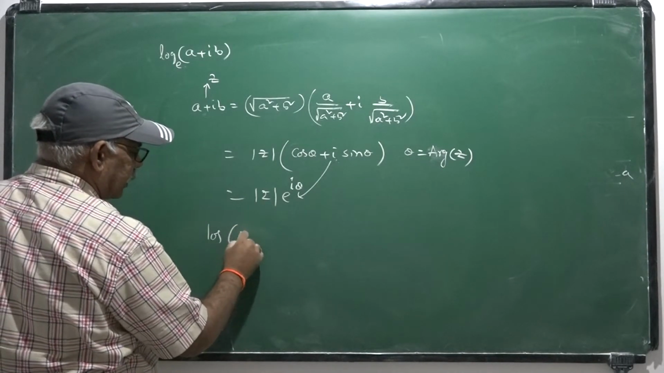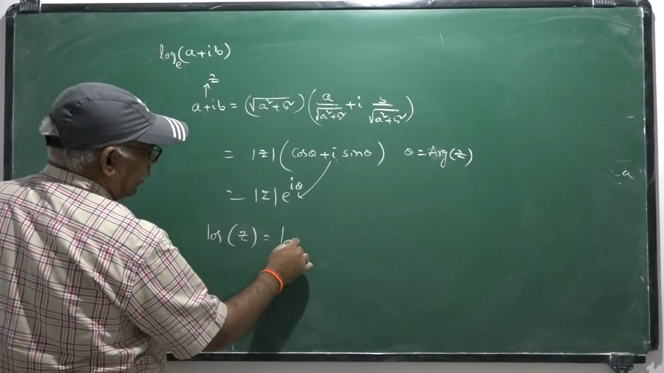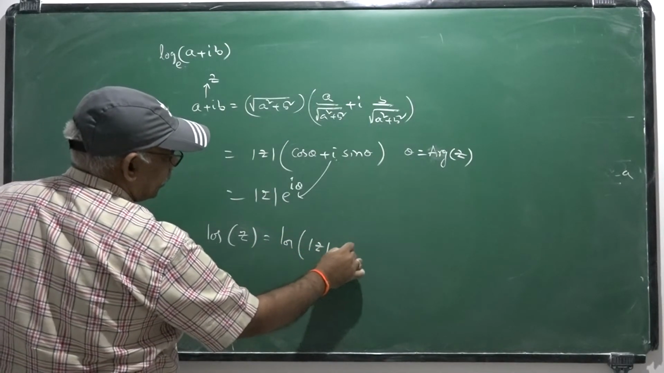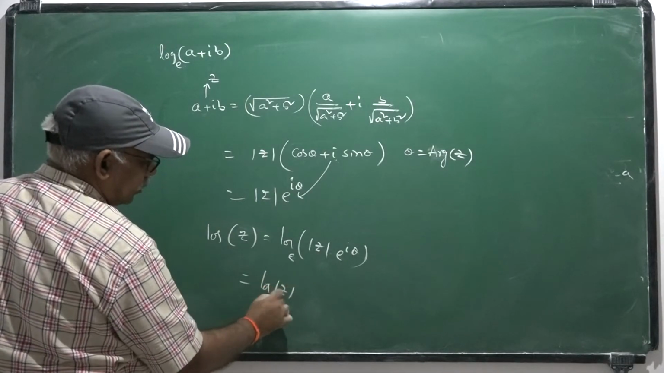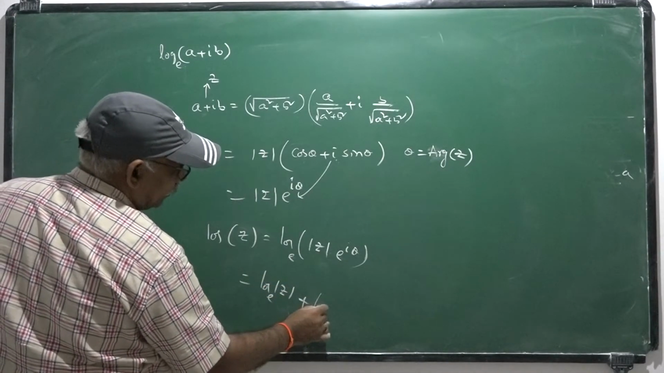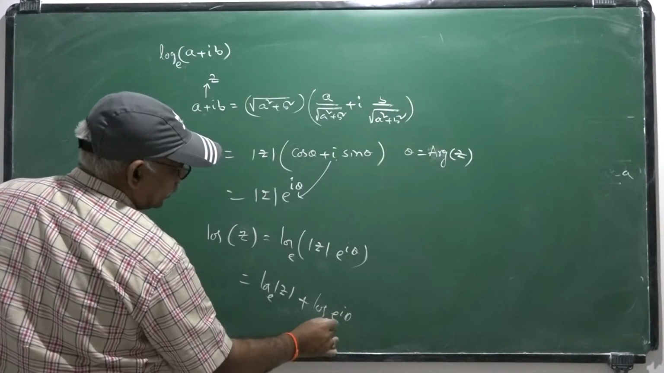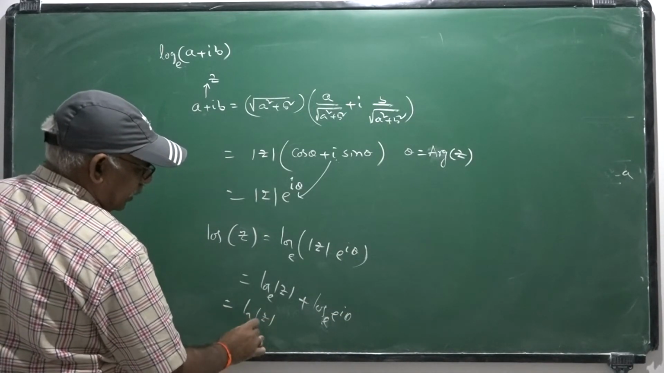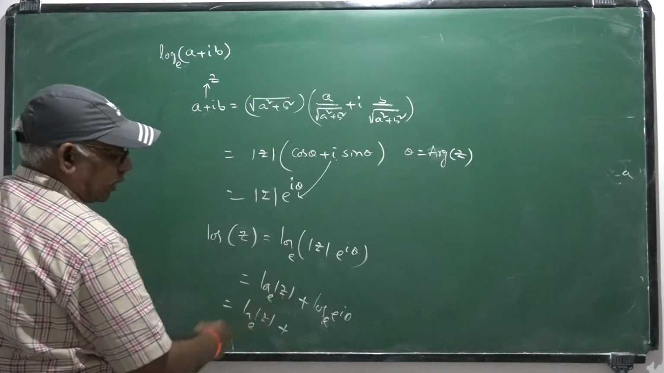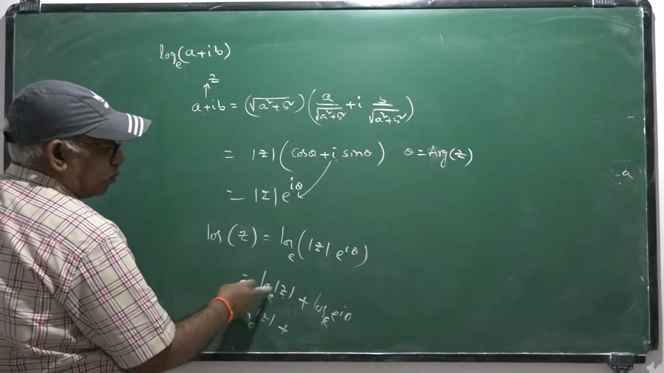Taking logarithm of that z, log of mod z into e power i theta to the base e, which is log mod z to the base e plus log e power i theta to the base e, which is log mod z to the base e, because this is real, you can take it as positive.